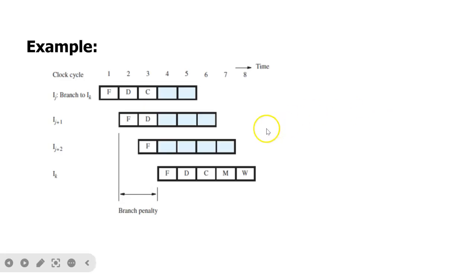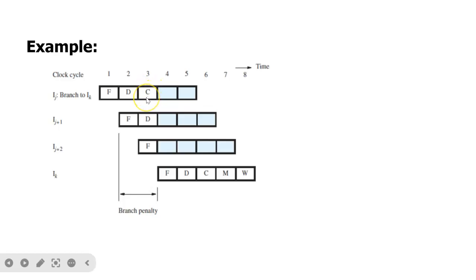Let us consider a simple example to visualize this. Suppose we have a sequence of instructions: ij, ij plus 1, ij plus 2 and ik, where ik is the instruction that is to be executed as this is an unconditional branch, let us assume. So ij is the instruction that branches to ik. In the decode stage, it will be identified that the fetched instruction ij is a branch instruction.